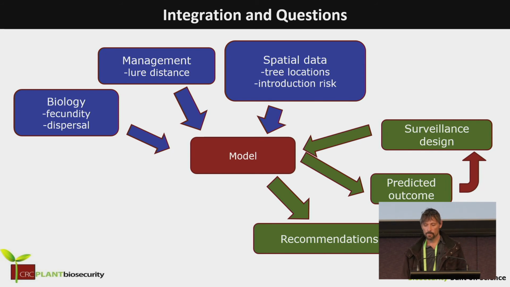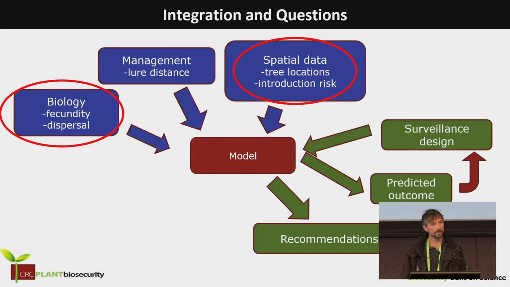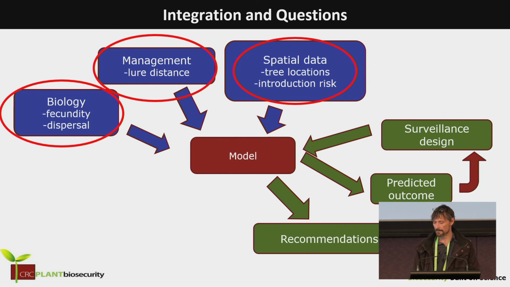We can go back and say, well, what if the biology was different? What if we're not confident, or what if it was a different species? How does that change the recommendations? The same with spatial data. What if we're not sure about where the trees are? Does it change things or not? Or if it's a different location? Or a question like, if some bright person here comes up with a lure that has twice the distance, how does that change the outcomes? How does that change the overall surveillance efficacy?